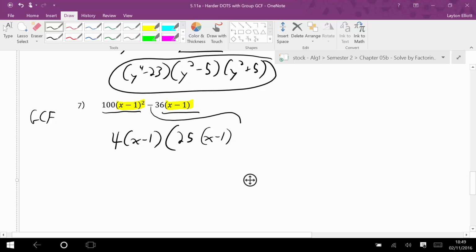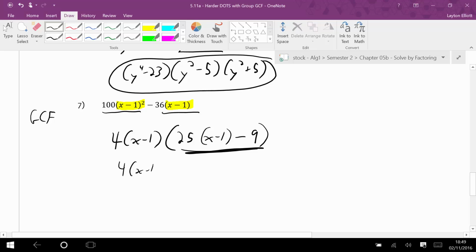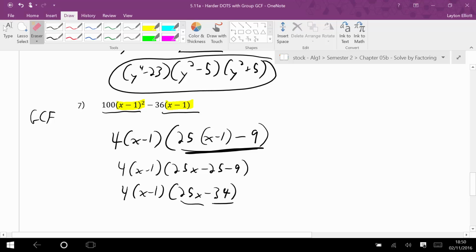So then I'm going to take this minus. And then when I take the 4 out of the 36, I get 9. And when I take the x minus 1 out, I just get 1. So that one's done so far. We're going to now simplify this part. So I got 4 times x minus 1 times 25x minus 25 minus 9. And that leaves me with 4 times x minus 1 times 25x minus 34. And I'm going to check to see if there's anything that goes into 25 and 34. No. So this one is done.